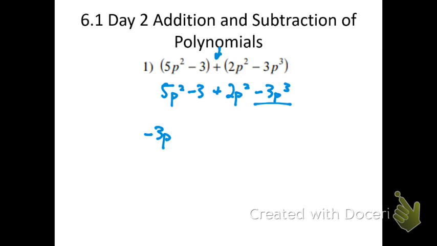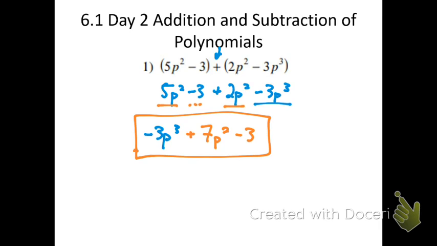Negative 3p to the third. After that, I'm going to notice that, oh, those are both p squareds. So I have to combine them. So this will be plus 7p squared. And then last but not least, I have a minus 3. This is written in standard form, otherwise known as descending order. That problem is completed. Okay? That's all you have to do.